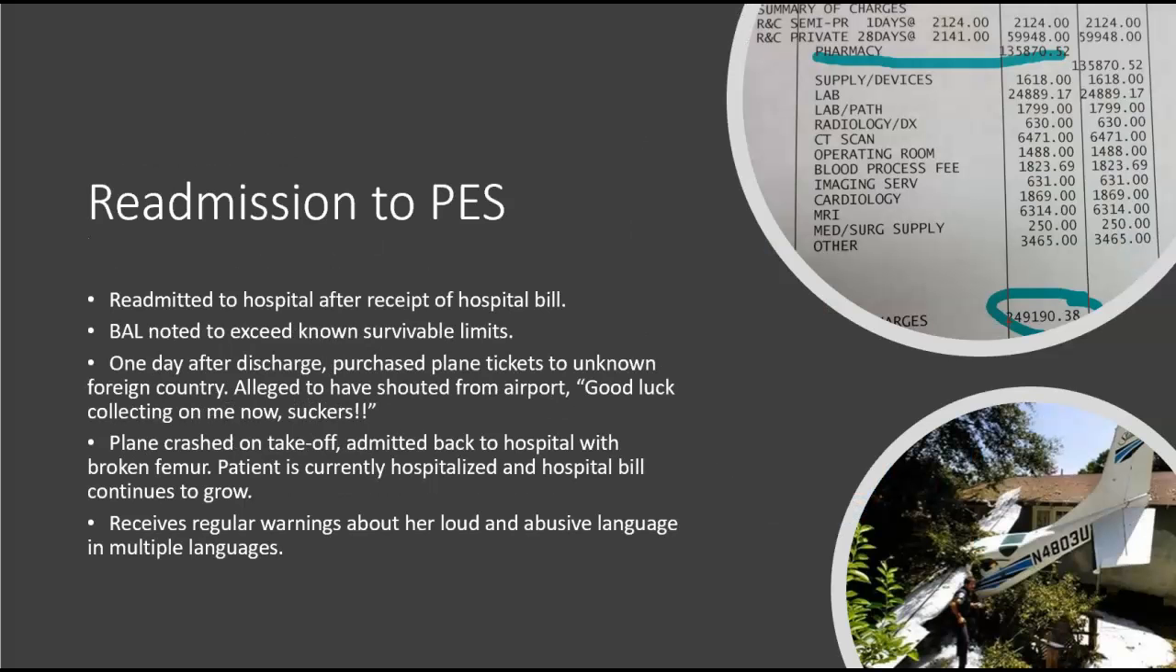And then she was readmitted to psychiatric emergency services, after her blood alcohol level exceeded known survivable limits, which happened after she got the hospital bill. Now she's getting another hospital bill from the PES unit, so she tried to flee the country to avoid paying the bill. The plane crashed and she was readmitted again, so she's now getting a third hospital bill with these new charges. No, that last one, this slide is just a joke. I'm just kidding about that.